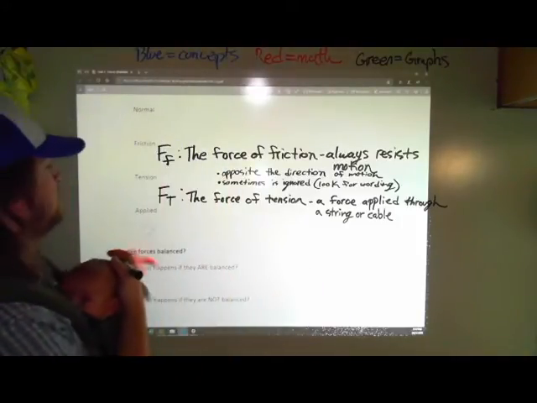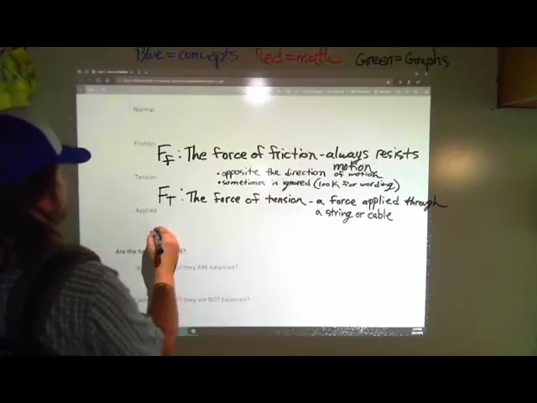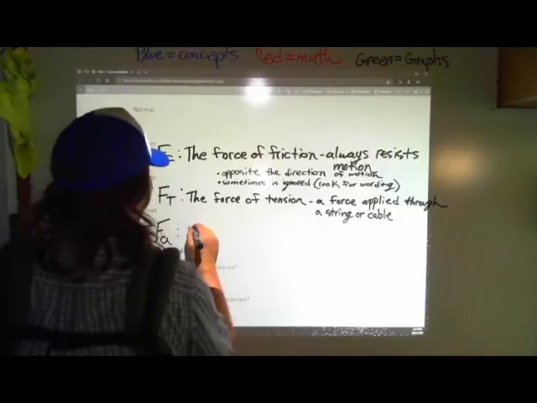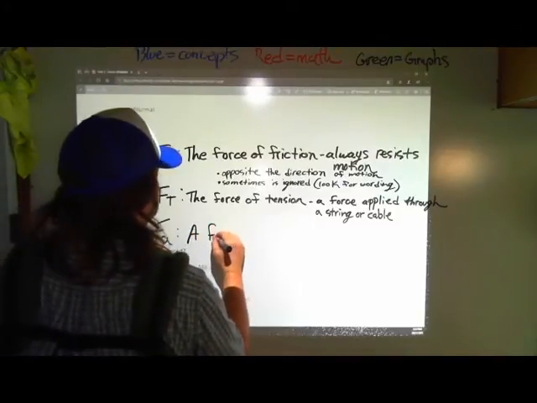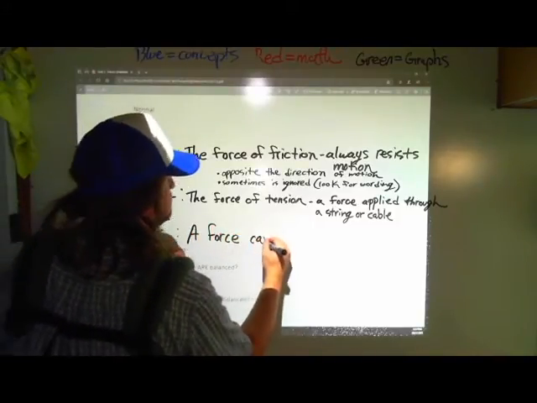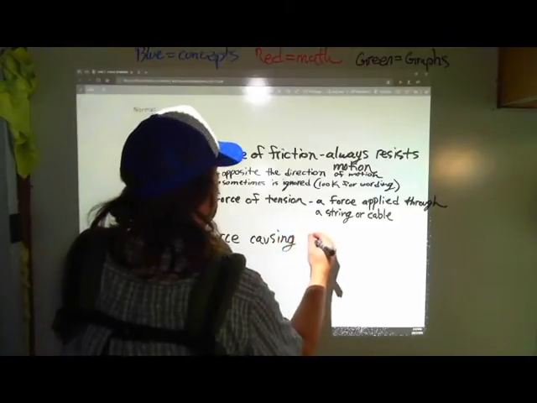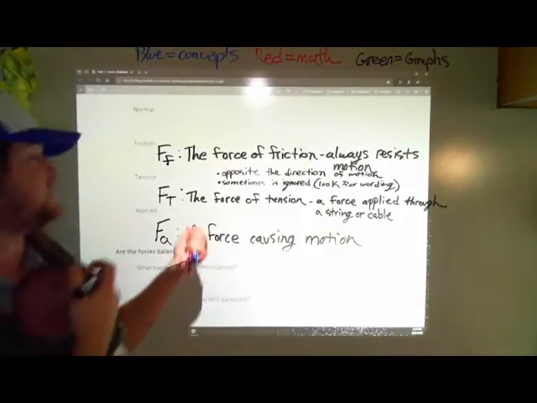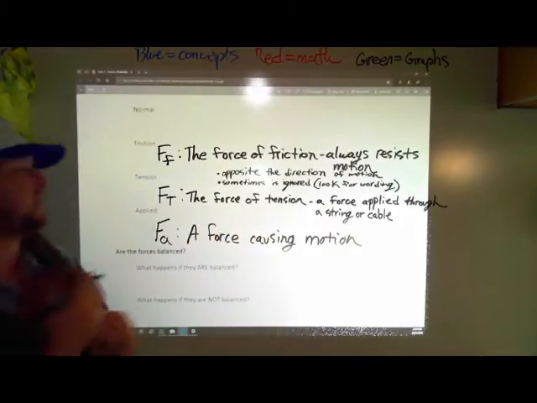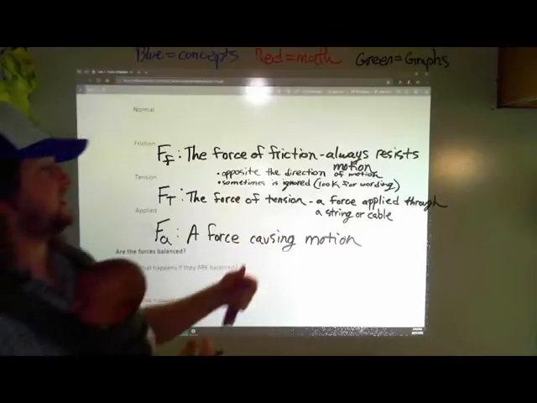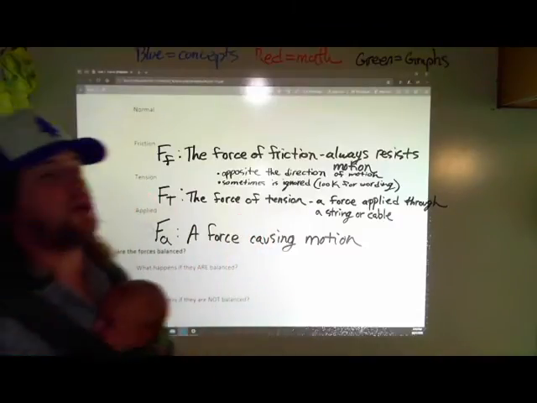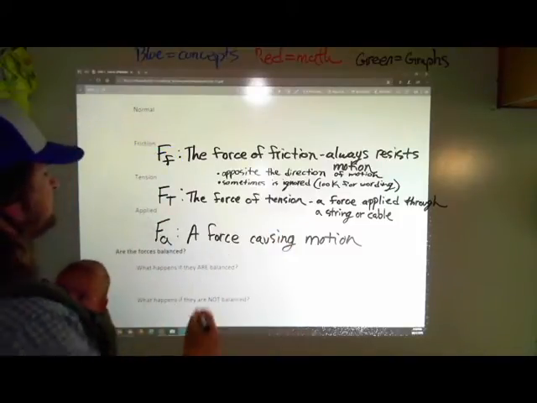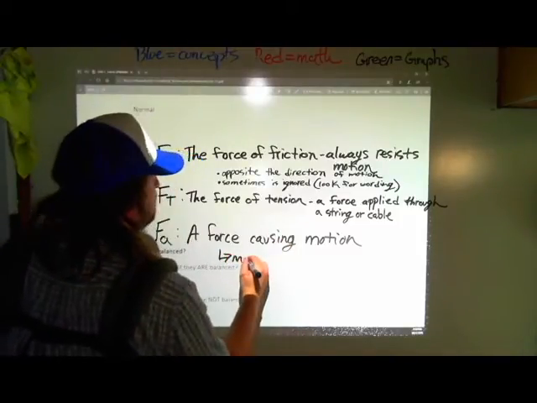Last thing we have is the applied force, or F-A. This is a force that causes motion. Now, we could model other forces as F-A. Sometimes we'll have a tension force that is causing motion, but since we can specify it, we'll call it F-T if we know it's a tension force that's causing motion. This is most commonly seen with pushes and pulls, or uncategorized forces.